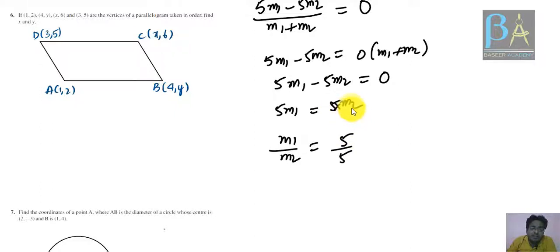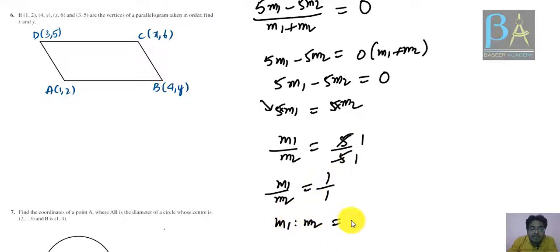m2 is multiplying on the left hand side, so it is dividing on the right hand side, and then this 5 I took it to the right hand side. Since it is multiplying on the left hand side, this 5 would divide on the right hand side. So I end up getting m1 by m2 as 1 is to 1. 5 into 1 is 5, 5 into 1 is 5, so 1 by 1. So the ratio I'm getting is 1 is to 1.